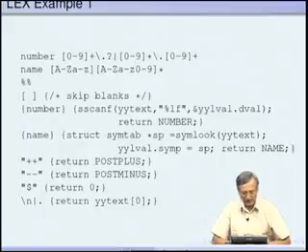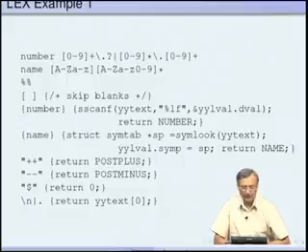So, number could also be 0 to 9 star followed by dot and then followed by 0 to 9 plus. So, in other words, the meaning of that is any number of digits followed by a dot followed by any number of digits again. Only thing is it makes it compulsory to have a digit after the dot if the dot is present.